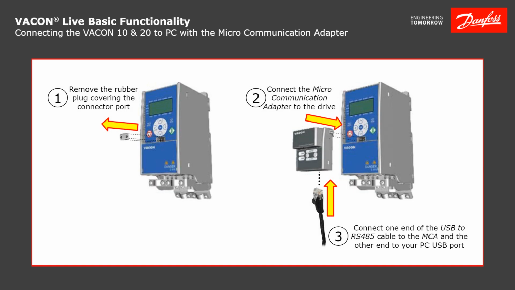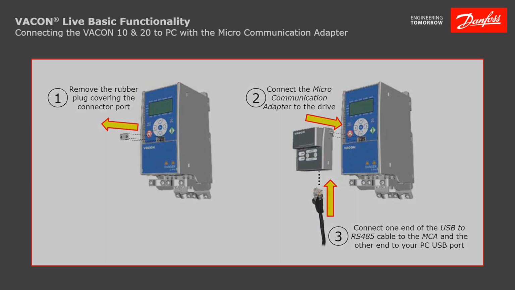To use VACON Live with a VACON 10 or standard VACON 20, first remove the rubber plug covering the connector port. Then connect the micro communication adapter to the drive, and finally connect one end of the USB to RS-485 cable to the micro communication adapter and the other end to your PC USB port.